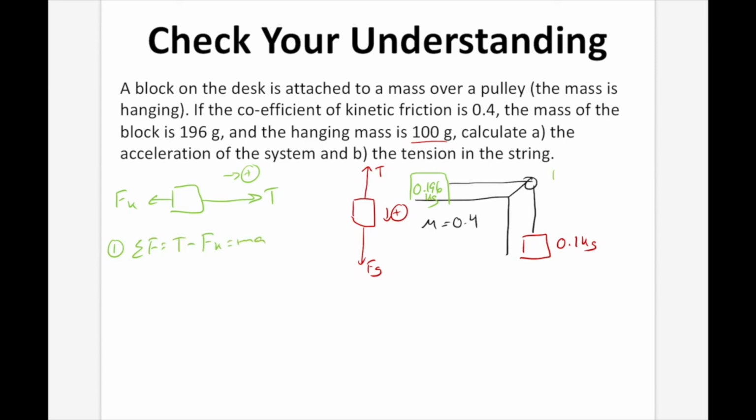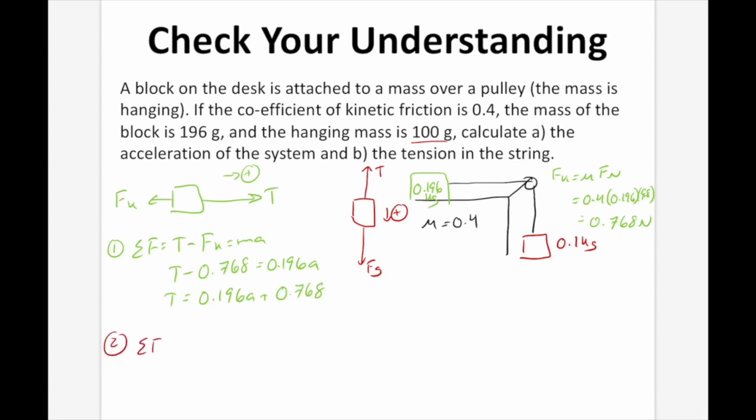So let's do that over here. Fk is equal to mu times Fn. We're told that mu is 0.4. Fn is equal to mass times gravity, so 0.196 times 9.8, and that gives us an Fk value of 0.768 newtons. So we can plug that in. Our sum of forces is going to equal tension minus 0.768 equals 0.196 times A, and then we're going to isolate T. T is going to equal 0.196 A plus 0.768.